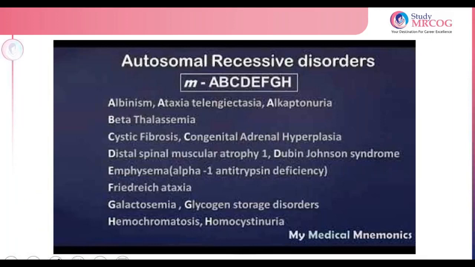You can remember whichever mnemonic you like. One of them is M, A, B, C, D, E, F, G, H. You can see cystic fibrosis, very, very common in Caucasians, 1 in 25. So you have to remember this. Beta thalassemias, congenital adrenal hyperplasias, galactosemias, glycogen storage disorders, homocystinuria, and Friedreich ataxia. You can remember whichever way you want, but just remember, they can ask, all of them are autosomal recessive except. Okay, for that you need to know. Again, the autosomal recessive pattern.